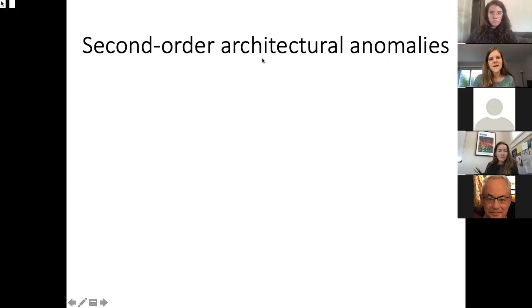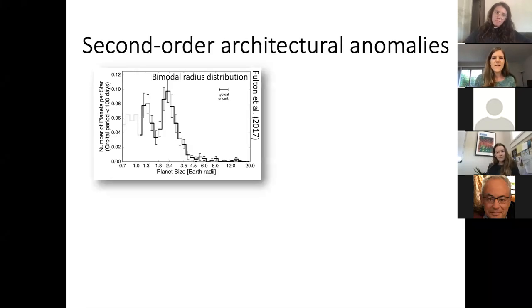By architecture, I'm referring to the orbital arrangement of planets and their physical properties. And by anomalies, I mean complex deviations from just uniform structure. There are many examples of this, but I'll point out a few here. One example is that the occurrence rate in the radius distribution takes on a bimodal shape. The lower peak of planet radii, from about 1 to 1.5 Earth radii, are now called the super-Earths, and those in the larger peak are now known as the sub-Neptunes.